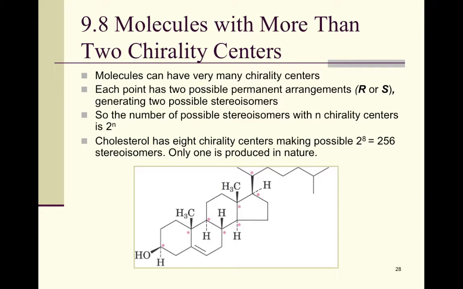Molecules with more than 2 chirality centers. Molecules can have very many chiral centers. Each point has 2 possible permanent arrangements, either R or S, generating 2 possible stereoisomers. So the number of possible stereoisomers with n chirality centers is equal to 2 to the nth power. Cholesterol has 8 chiral centers, meaning that there are 256 stereoisomers, but only one is produced in nature. This is the structure of cholesterol, and the asterisks show you the locations of all the chirality centers.